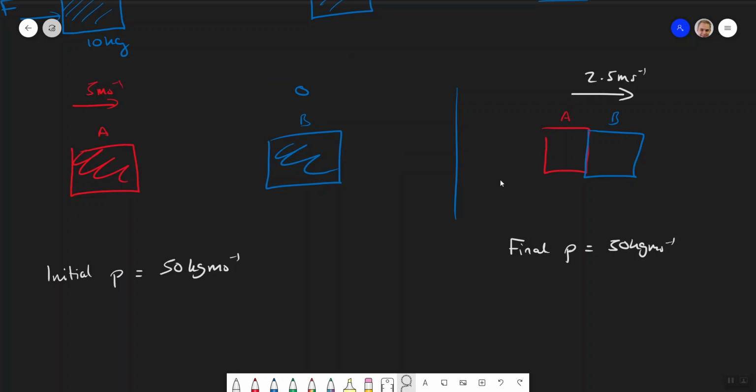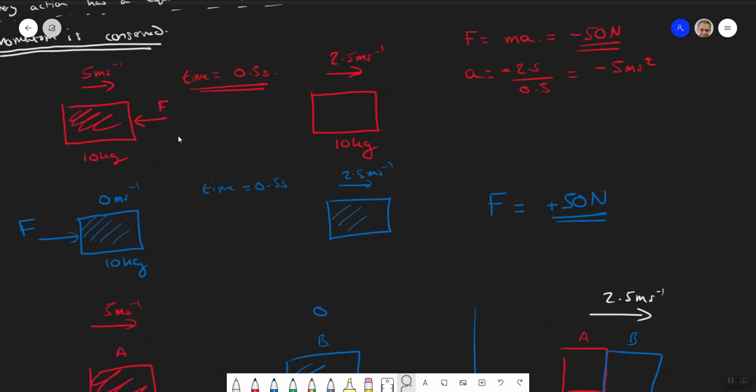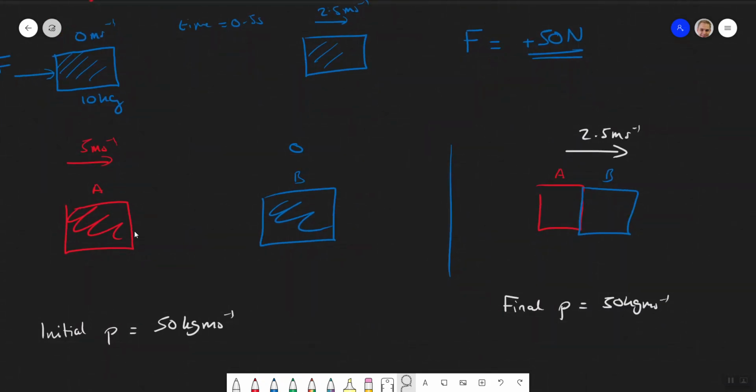And because these objects are colliding with each other, here I sort of guessed at a time. I said, oh, let's call it 0.5 seconds so that I could get a number. But the time that this block exerts a force on this block must be exactly the same as the time that this block exerts a force on this block, because they are interacting. Okay, the time of interaction is identical for them both. The time that a force is acted on the red one must be equal to the time that force is acted on the blue one.